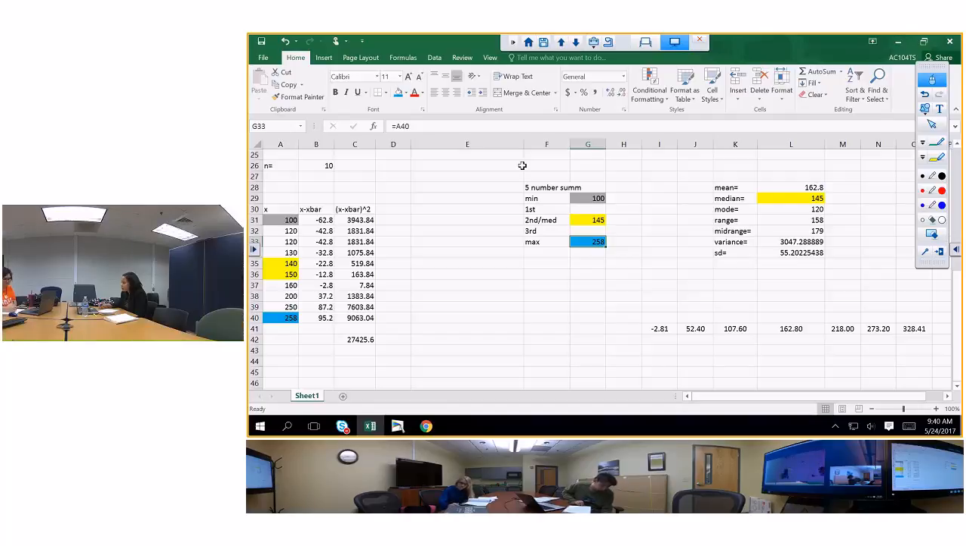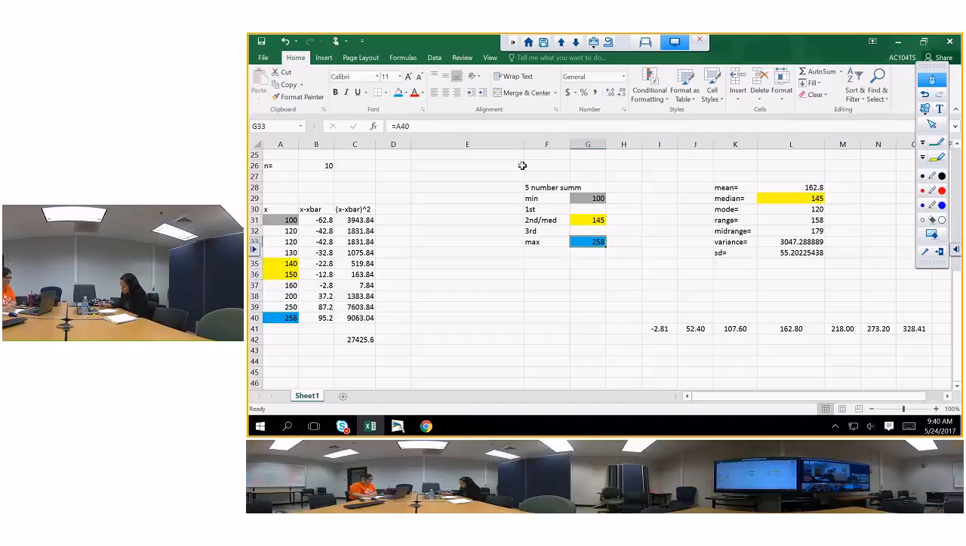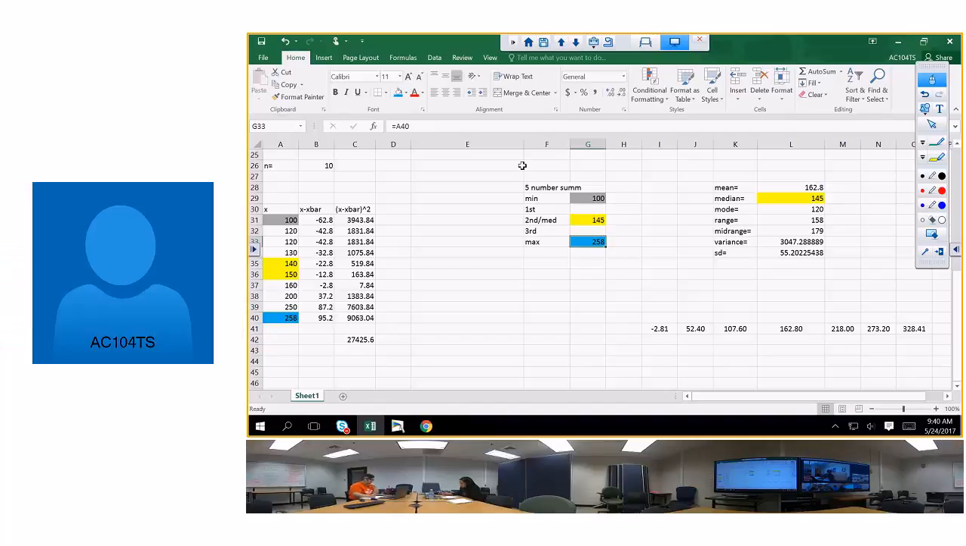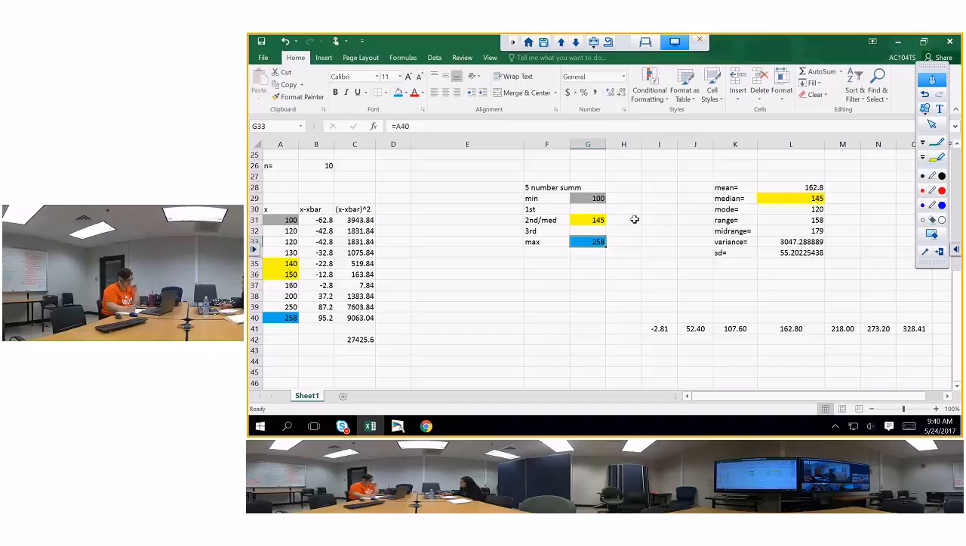Do you add standard deviation? Well, for this one, you don't. I add the standard deviation on each one. How do you do the midpoint and max?